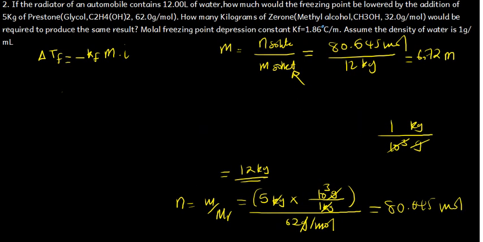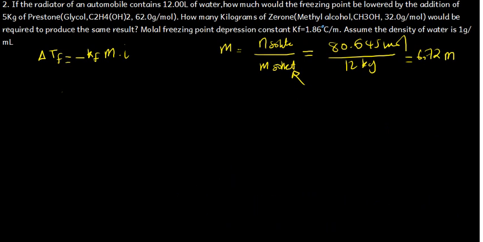Now let's substitute our values. This is going to give us negative Kf, that is 1.86 degrees Celsius per molal, and then the molality, 6.72 molal. The Van't Hoff constant, since this is an organic compound, is 1. It doesn't dissociate. So that will be negative 1.86 times 6.72, and that is going to give us negative 12.5 degrees Celsius. So this is how much the freezing point is going to be lowered.